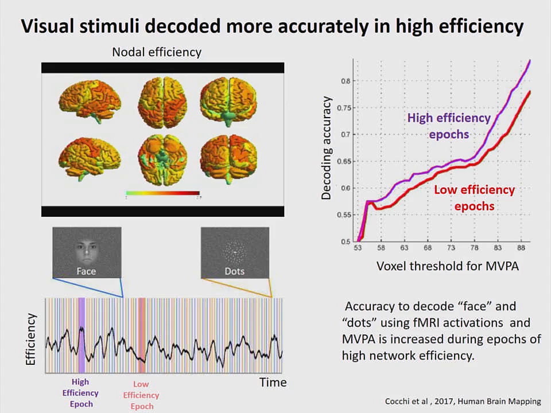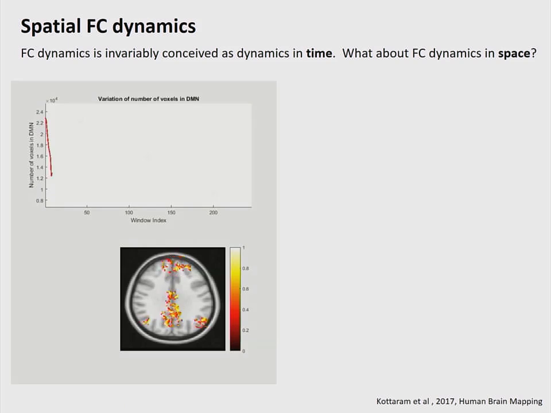What I'm showing here is decoding accuracy for the MVPA, segregated according to the high efficiency and low efficiency states. In high efficiency, decoding performance is around 5 to 10% increased relative to the low efficiency states. So this provides a functional consequence of these fluctuations in network efficiency.